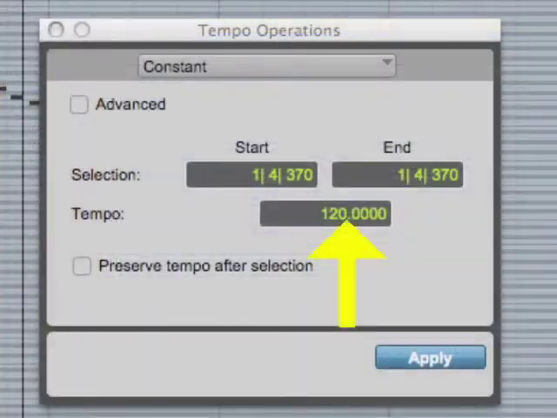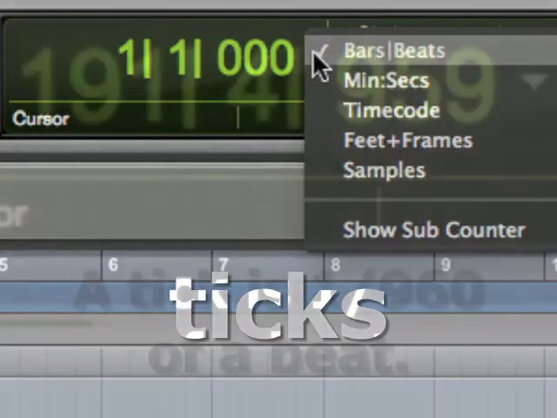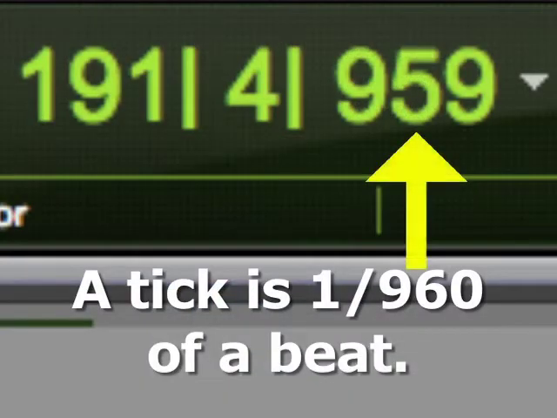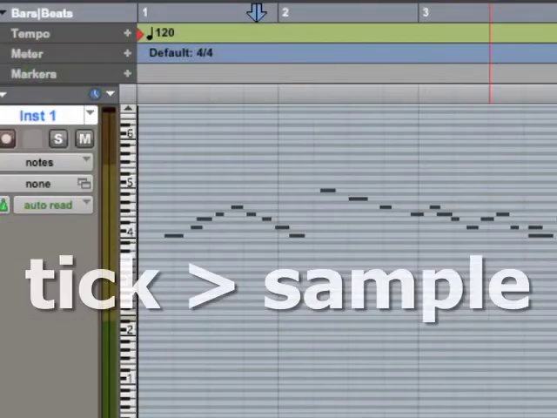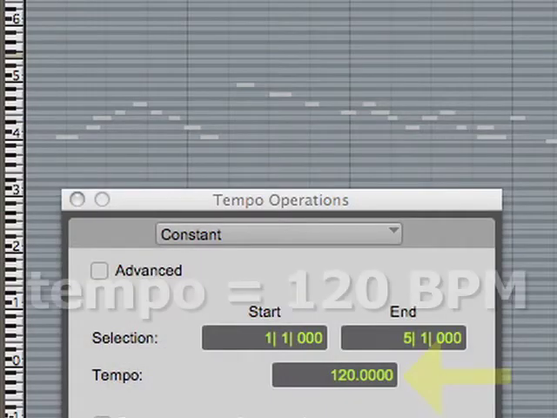With MIDI files, it's more helpful to relate them to the tempo, as opposed to a fixed unit of time like a sample. So MIDI files generally use ticks as a time base. A tick is 1/960th of a beat. Since a tick is usually much larger than a sample, each tick is not as time accurate as a sample. But a tick time base does have certain advantages.